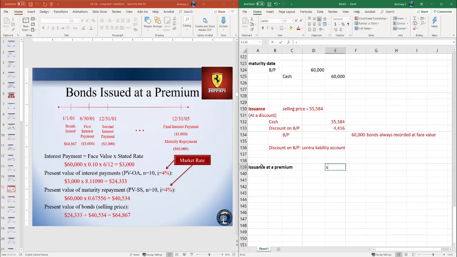Okay, so in this case, our selling price is equal to $64,867. All right, so same thing here with the transaction. We're still getting cash because we're issuing the bond, except now we're getting this $64,867.